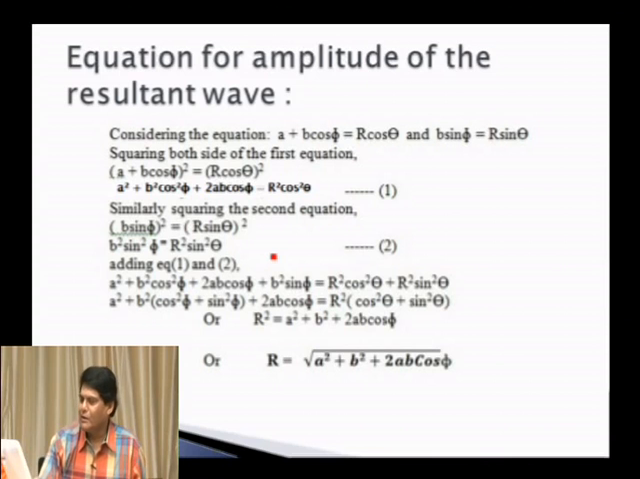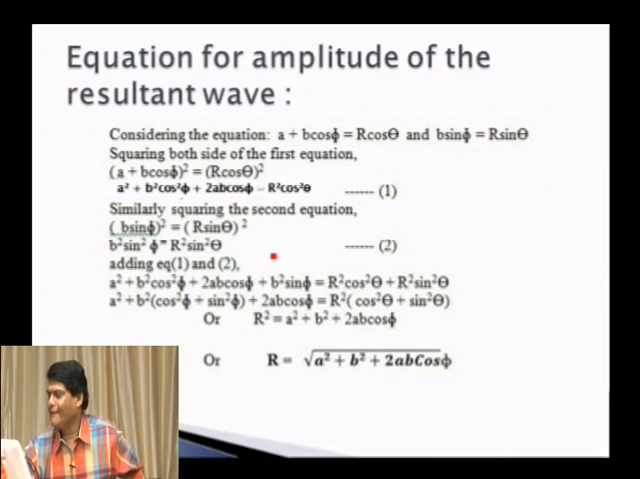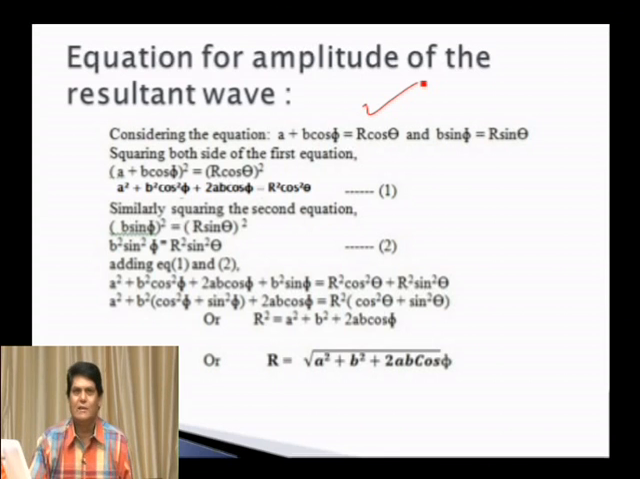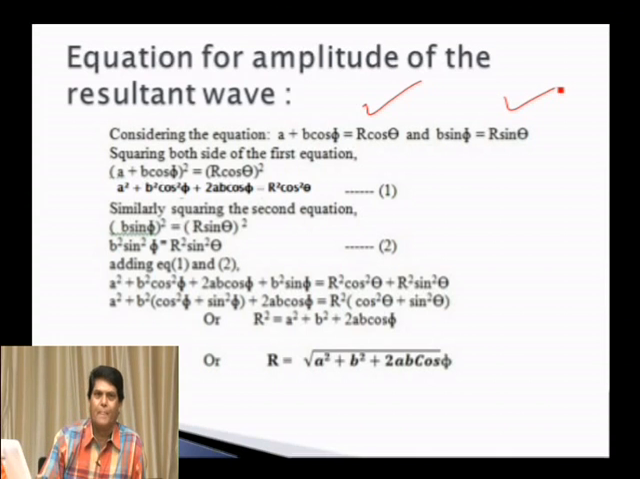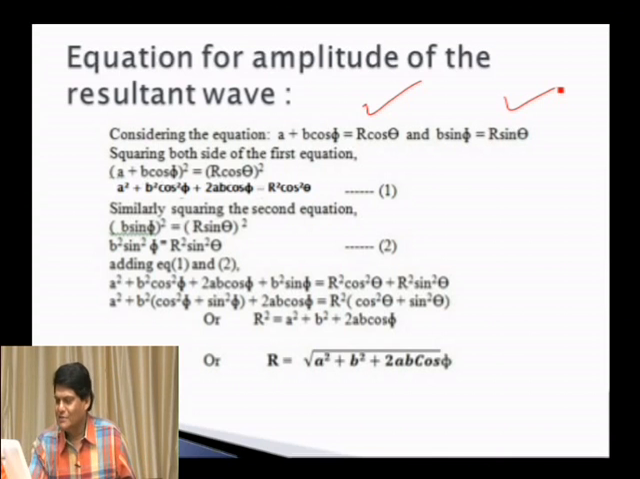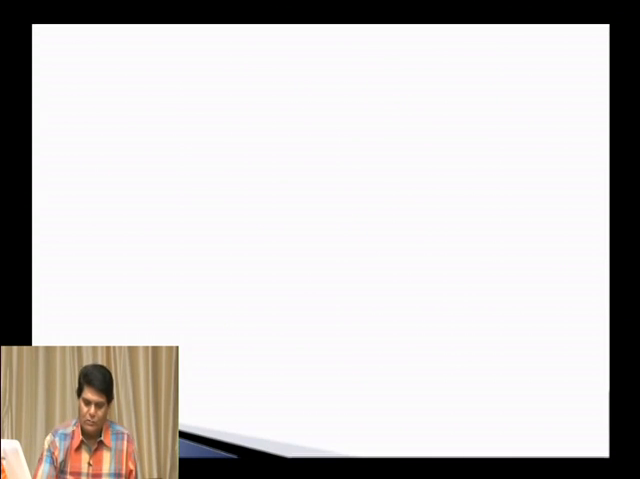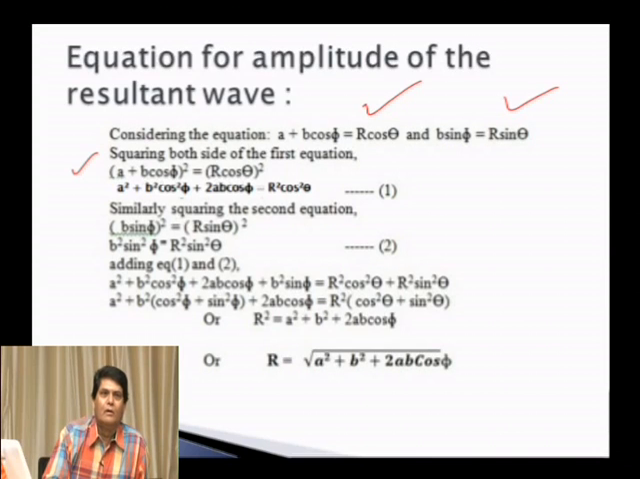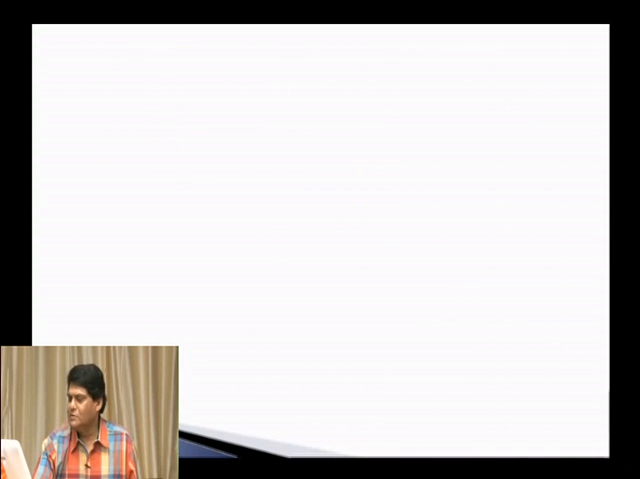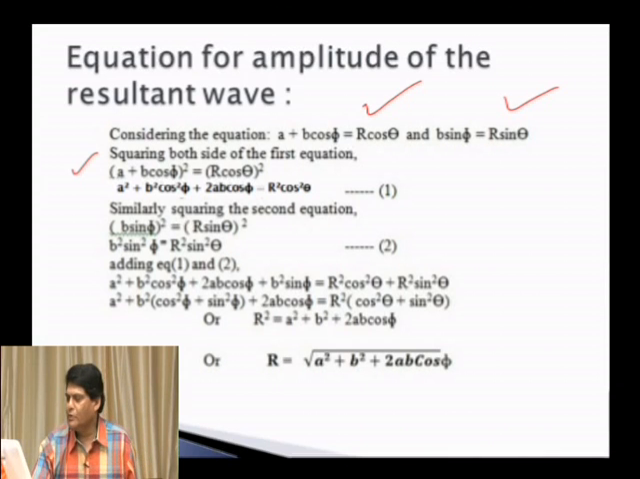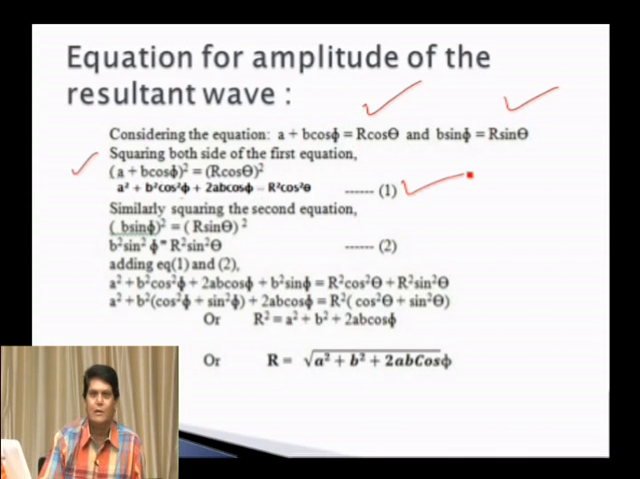To find the resultant magnitude, we have already assumed earlier that R cos theta is taken as A plus B cos phi, and R sin theta is taken as B sin phi. Now, we can square both sides. Squaring this, it is in the form of A plus B cos phi whole square. That results in A square plus B square plus 2AB cos phi, into the square of this. You call this relation 1.